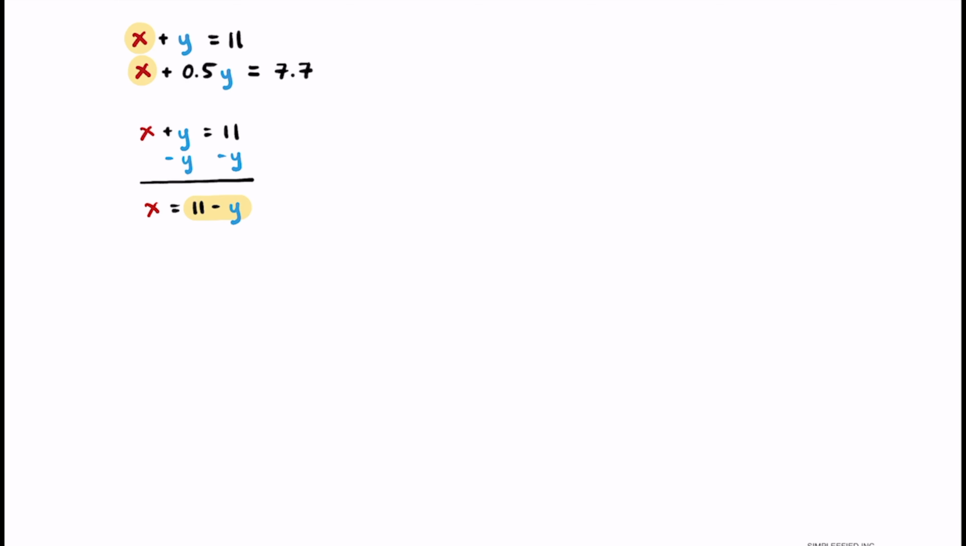So let's go ahead and just replace this x right now with this 11 minus y expression. So for the second equation, let's change out x for this 11 minus y. So write 11 minus y. We're going to swap that out for the x. And then that's going to be added onto this 0.5y, 0.5 multiplied by y, and that's equal to 7.7.